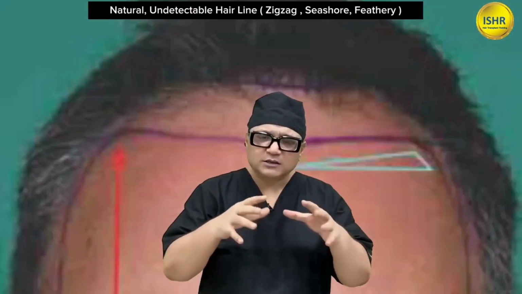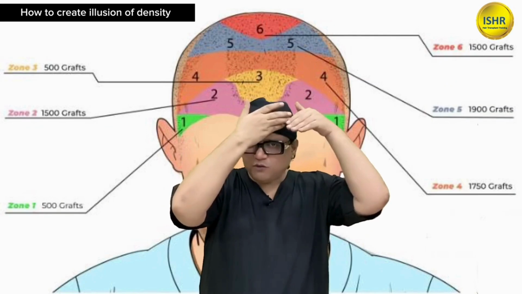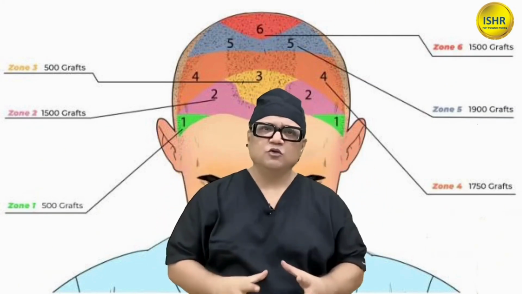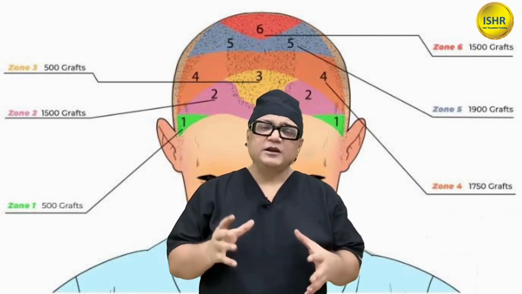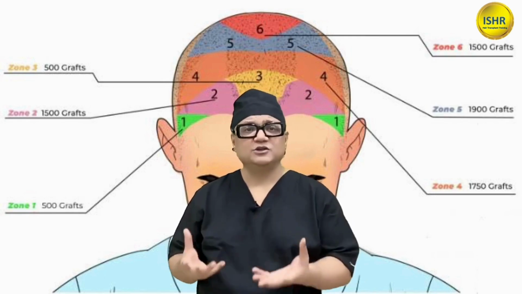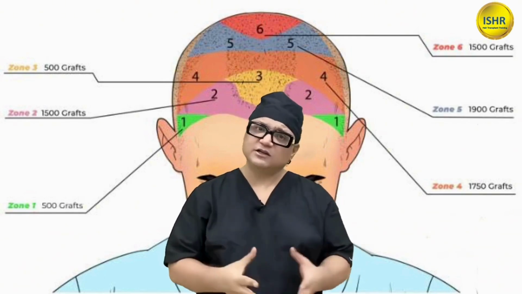We are going to discuss the distribution of the grafts. Is he going to comb from left to right or behind? So when he comes for a consultation, we have to show him how he's going to look, how many grafts we are planning to put, how many grafts he has got, and how we distribute these grafts.